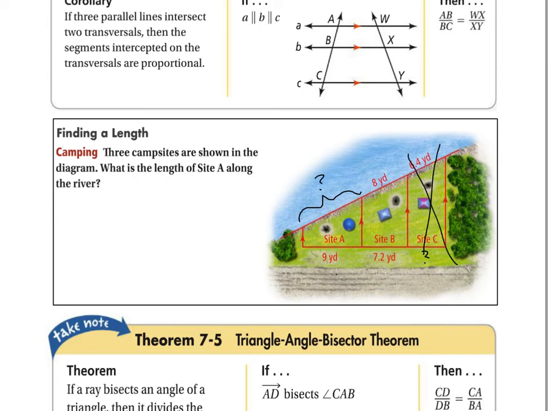If I go with what I don't know, let's make that x. To set up my proportion, I go x over 9, top left over bottom left, is going to equal top right, which is 8, over bottom right, which is 7.2. Now when I cross multiply, I get 7.2x equals 72. And if I divide by 7.2, x is going to equal 10. So in this case, site A along the river is 10 yards.